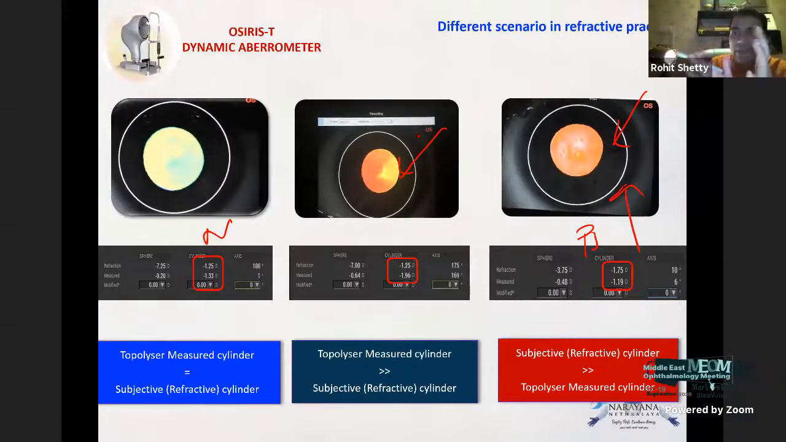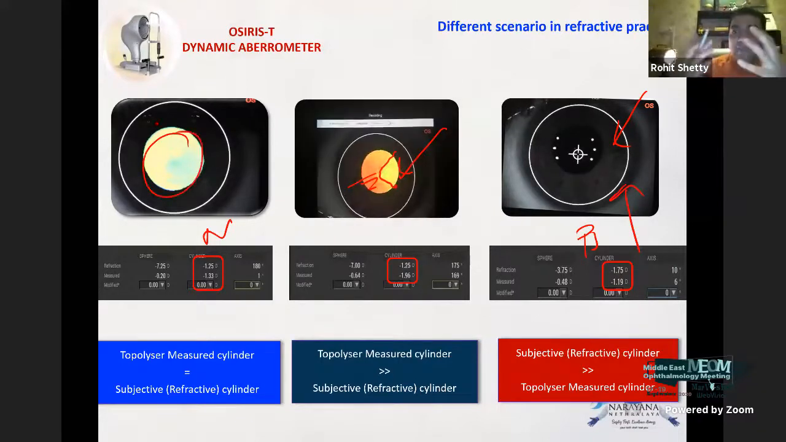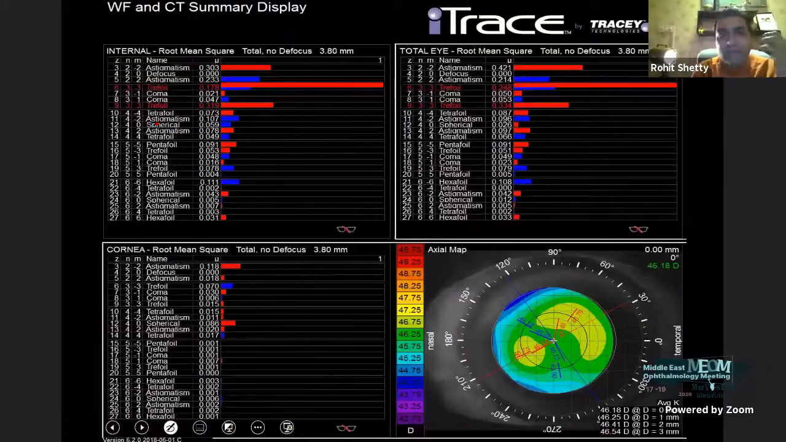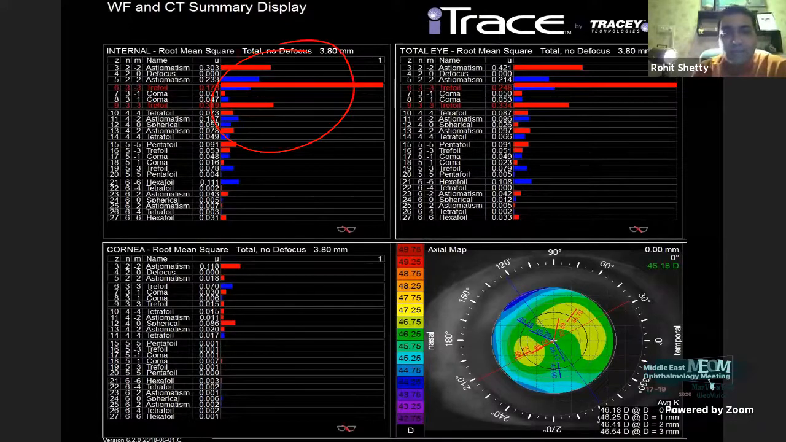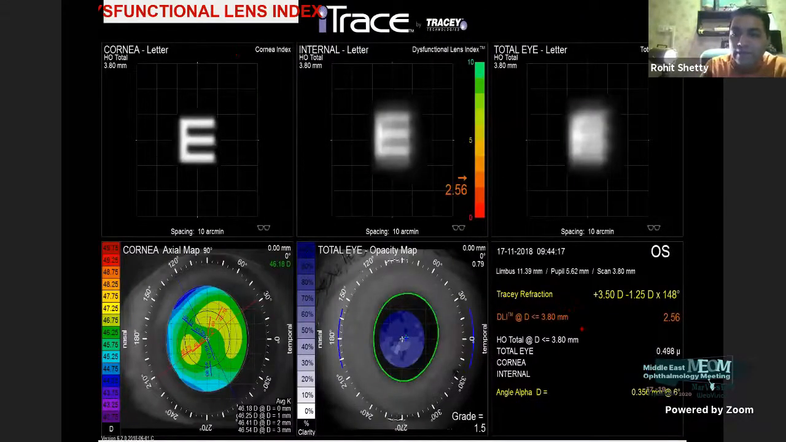And this patient is accommodating in a different way. You can see that this part of it is accommodating, this part is not. And this is full of green, which means it's accommodating well. So you understand the aberrometers, you understand the way the patient is accommodating, and this helps in a big way when you're planning for the surgeries. This is important because when you're treating a patient who is now close to 35, 38 years, your lenticular aberrations have already set in. And iTrace gives you something called a DLI, dysfunctional lens index, where you're looking at the aberrations of the lens.